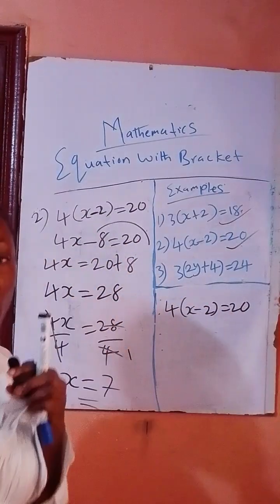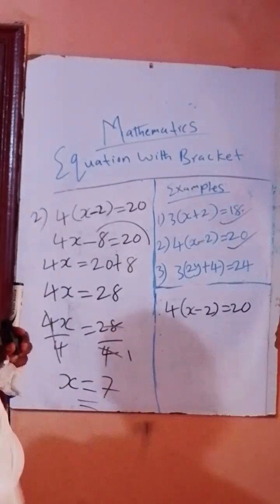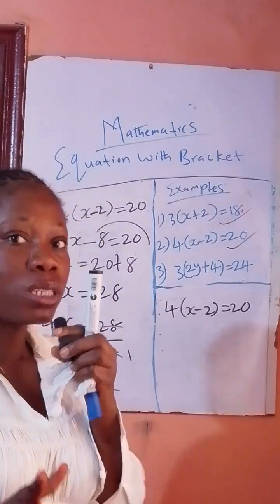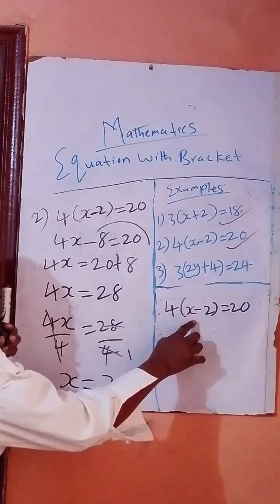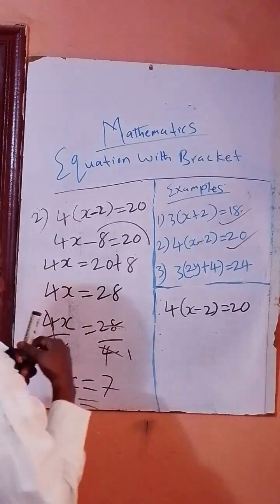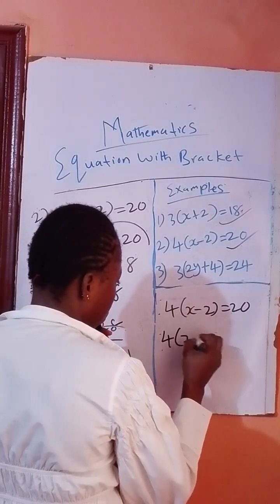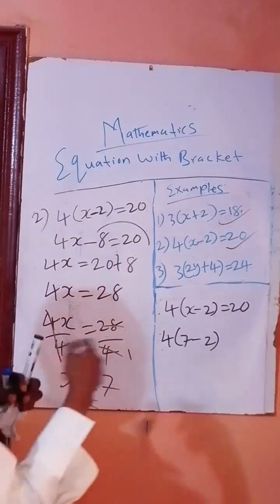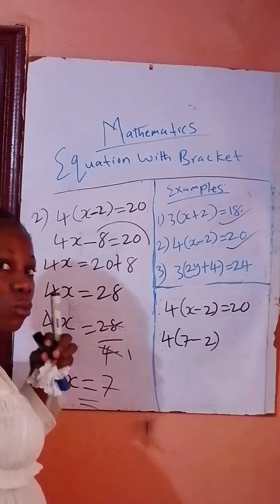This is our question they gave us. Then we want to check whether our answer is correct. You know there's x here, but I will not write the x again because our x now is 7. I'll replace this x with this 7. Instead of writing x, I wrote 7 minus 2.